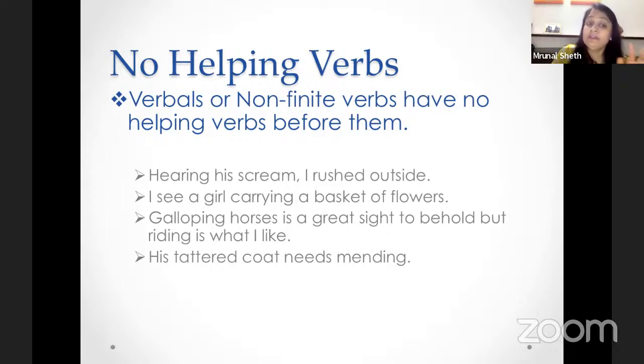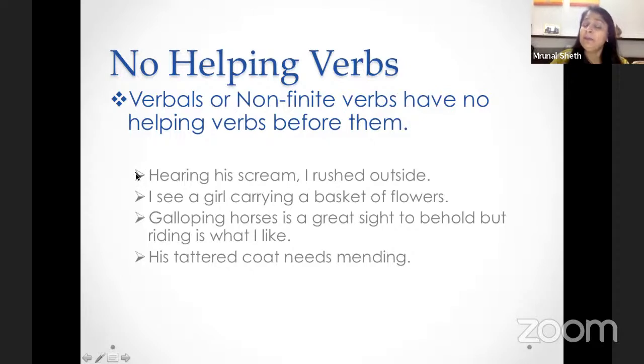So before we even start that, I need to tell you the first way of identifying gerunds or participle is there are no helping verbs before them. So if you notice here, it says hearing his scream. Now hearing is present participle form of the verb, right? Or the ing form of the verb. So I'll call them ing form of the verb going forward. I don't want to confuse you.